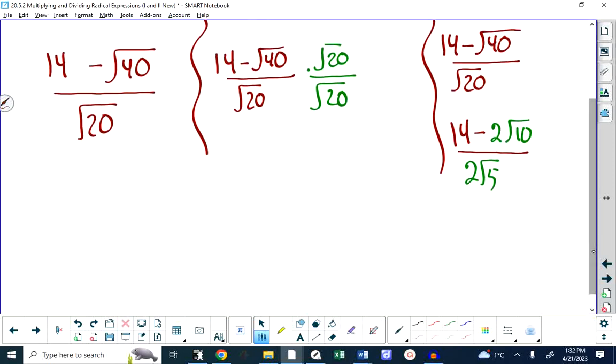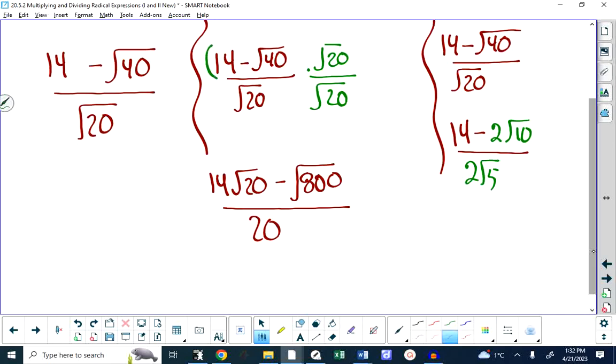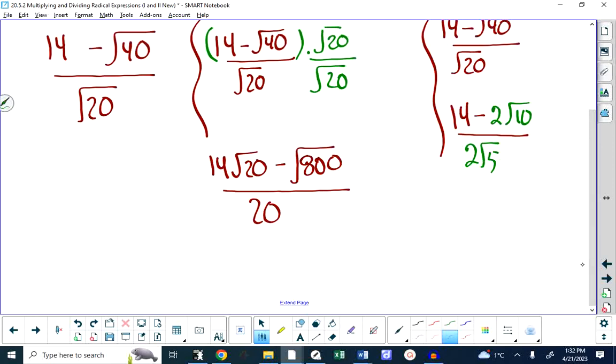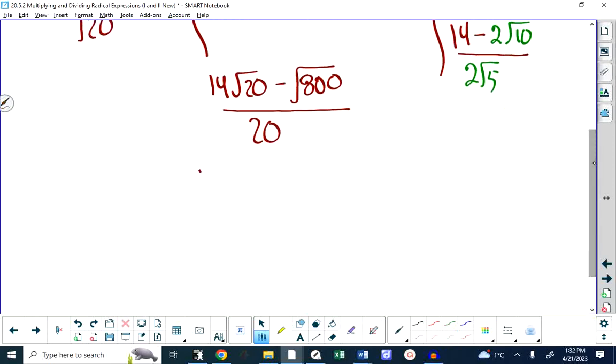I'm going to get 14 root 20 minus root 800. So this is the difficulty now. You're dealing with 800 over 20. When I multiply the numerator by that root 20, I have to go root 20 times both pieces. Are we okay with that step? Okay. So the 14 root 20 is 14 times 2 root 5, because root 20 is 2 root 5.